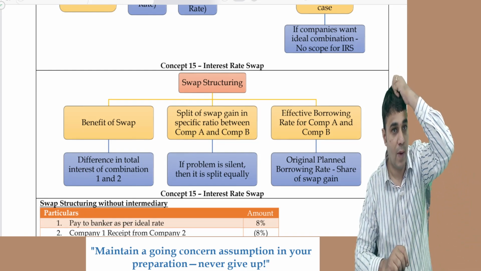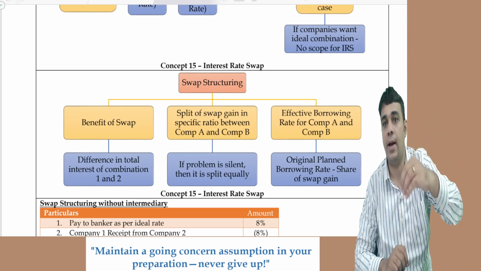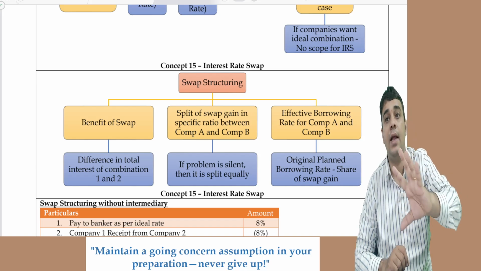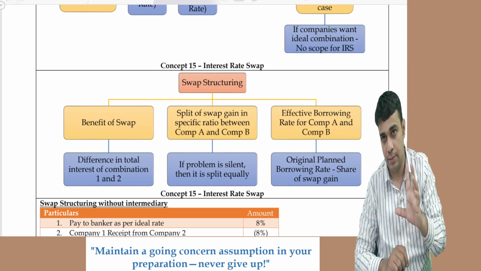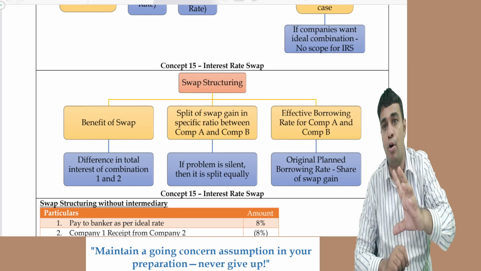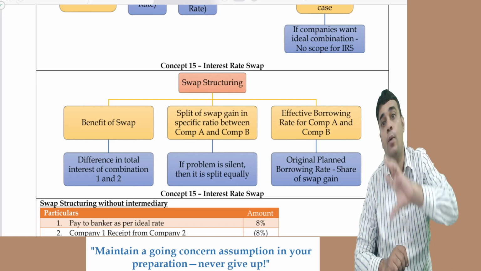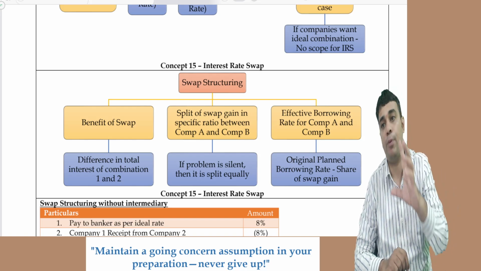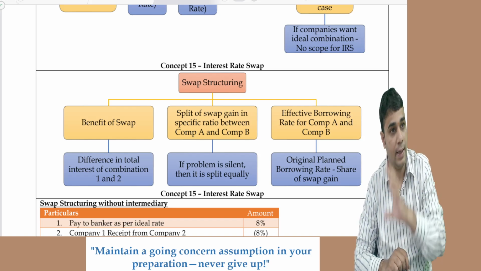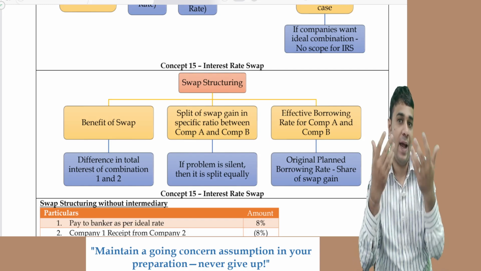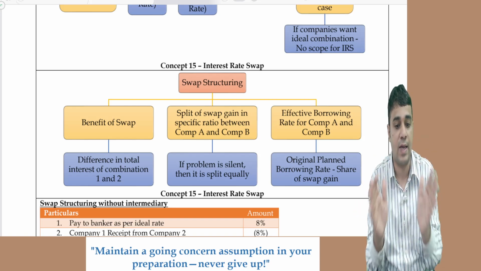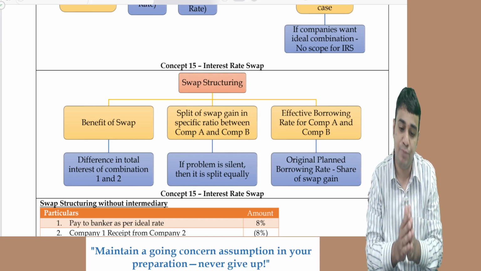What is structuring the swap? I will have to structure it in such a manner that I will get my benefit. What a swap does is, I will tell them to borrow at the ideal combination and use a swap process to convert it into the required combination. Then you may ask, I could have directly done the required combination. There will be some benefit in this process. What is the benefit? How is it calculated? Let's understand this. Now, swap structuring.